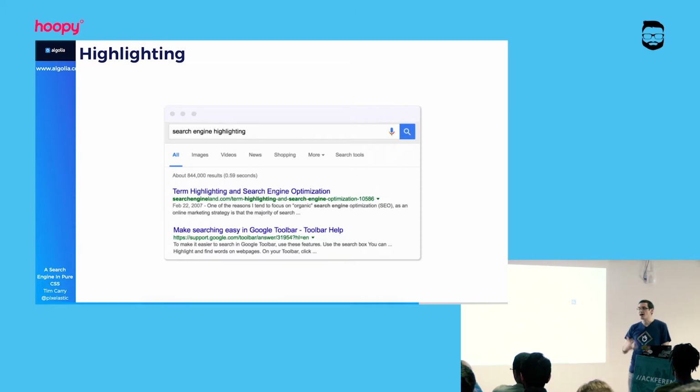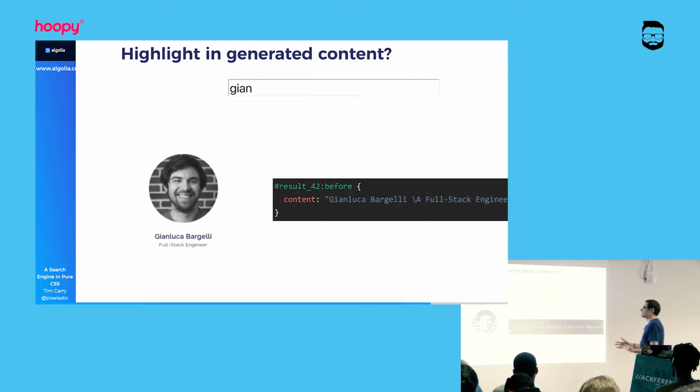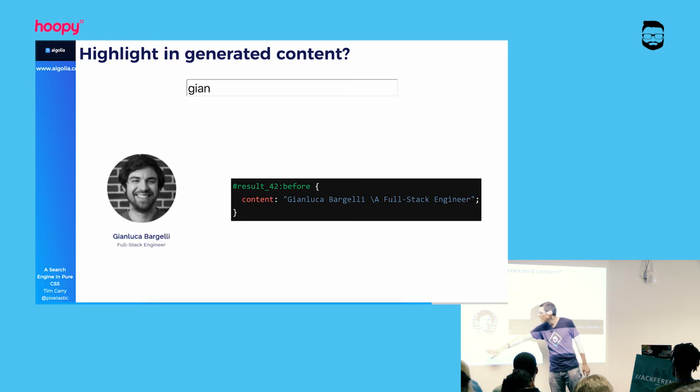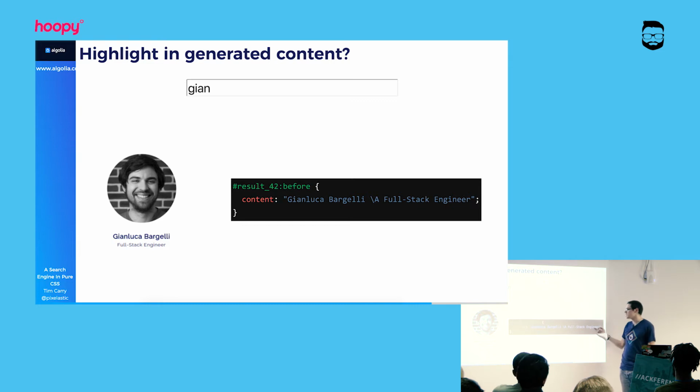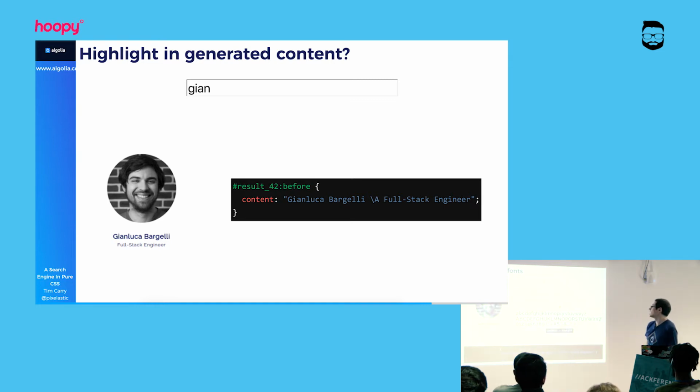So I needed to add some highlighting to my CSS search engine. And highlighting does not have to be a bright yellow on the matched keywords. A slight underline or slight bold is enough. What I wanted is, I'm looking for Gian, for Gianluca, and I want Gian to be bolded here. But once again, this is my content. I have everything on one line, and I still cannot add any HTML. So how do I highlight a specific part? Well, I cheat.